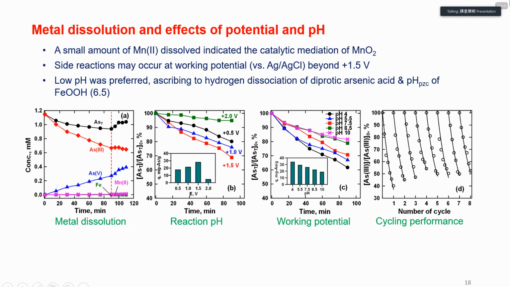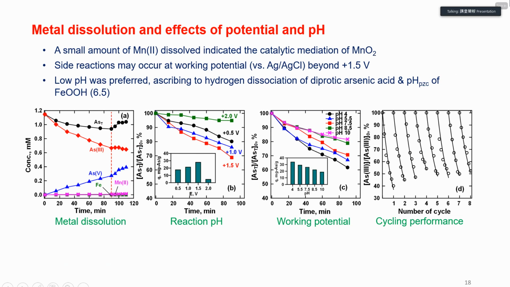Okay, this is some analysis demonstrating the properties of the electrodes. We measured the concentration of total arsenic, As3 and As5, and also the metal ions like iron and manganese. We know that the dissolution of metal is quite small and even negligible. Sorry, this should be the potential. And you can see the capacity can be optimized at around positive 1.5 volts.